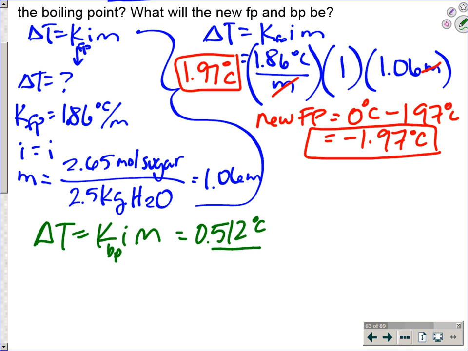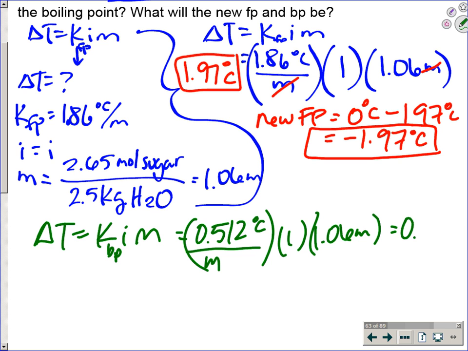0.512 degrees C per molal. What's the i value? Still 1 because it's still sugar. What's the m value? Still the same concentration. All right, what is our final temperature change here? Hold on, I got you. I'm still working with a community table. 0.542. Okay. All right, talk in your groups. You have 10 seconds. What's the new boiling point of this solution?